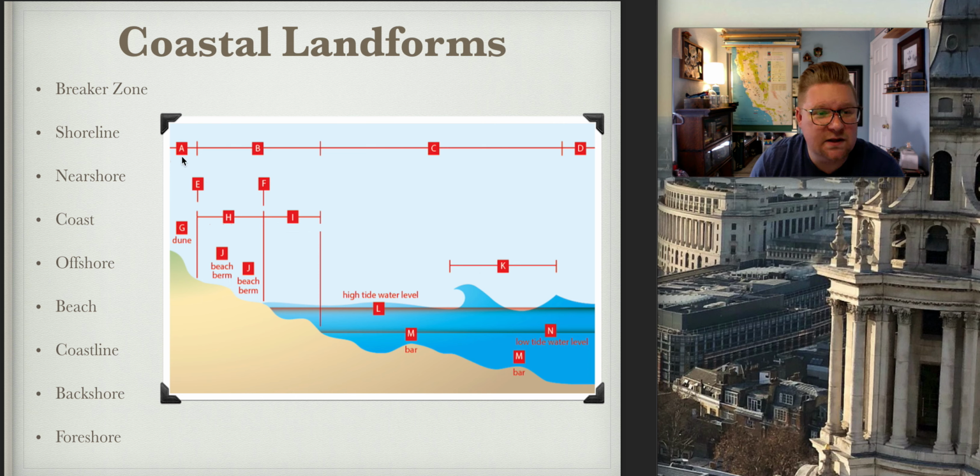The vacant answers are A, B, C, D. Then H is this space here, I is this space here, this point is E, this point is F, and then here's K. Here's all your options. I would be familiar in your case where the breaker zone is, the shoreline, the nearshore, the coast, the offshore, the beach, the coastline, the backshore, and the foreshore. All of these answers belong out here, okay?